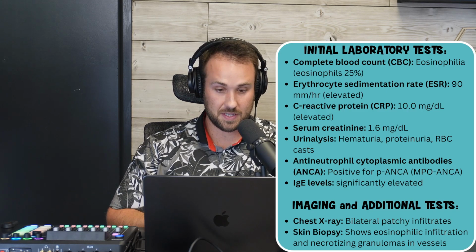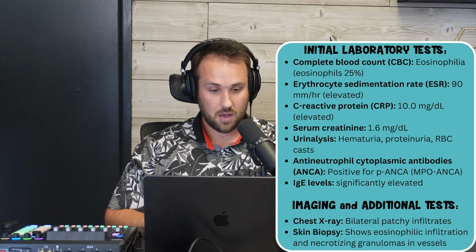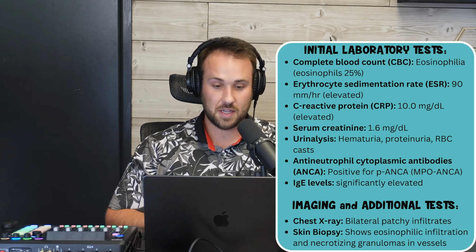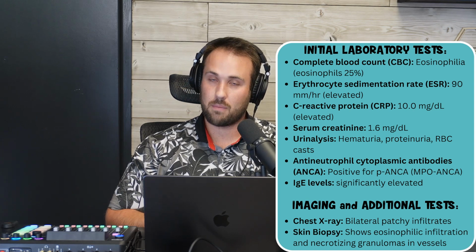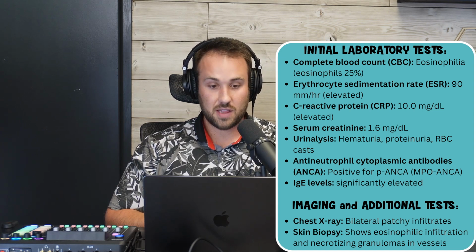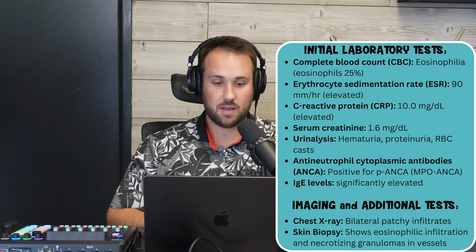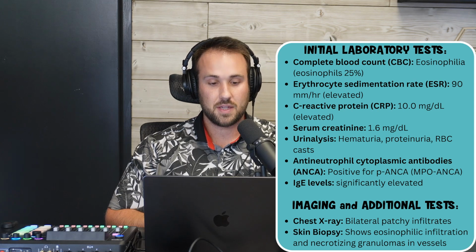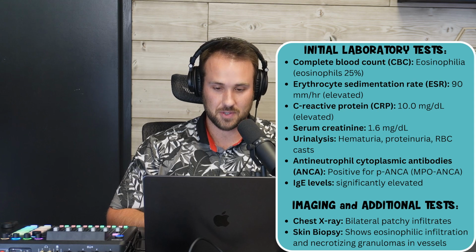Lab testing, we get a CBC and we see eosinophilia. Eosinophils are 25%. Erythrocyte sedimentation rate, ESR, is 90. CRP is 10. Serum creatinine is 1.6. Urinalysis, we have hematuria, proteinuria, red blood cell casts. We get an ANCA back, and it is positive for a P-ANCA. IgE levels are significantly elevated. Imaging and additional testing, we have a chest x-ray with bilateral patchy infiltrates. Skin biopsy shows eosinophilic infiltration and necrotizing granulomas in vessels. So, Zach, what do we have to do here for this patient?